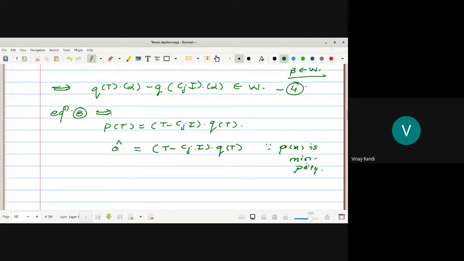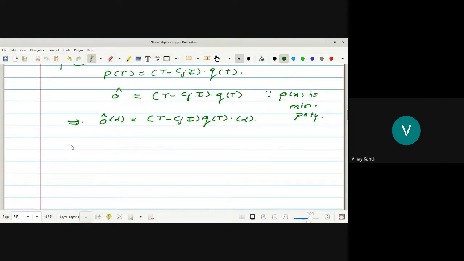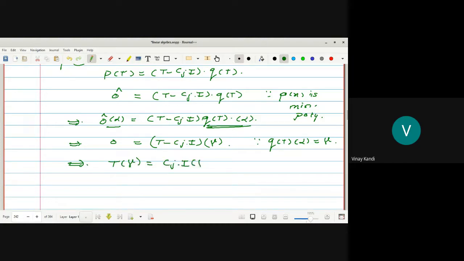Okay, so apply on the alpha now. The zero operator on alpha is (T minus cj I) of q of T of alpha. Now 0 of alpha is 0. Now assume this q of T of alpha is gamma. That implies T of gamma is equal to cj into I of gamma, which is equal to cj into gamma. Any doubt up to here?